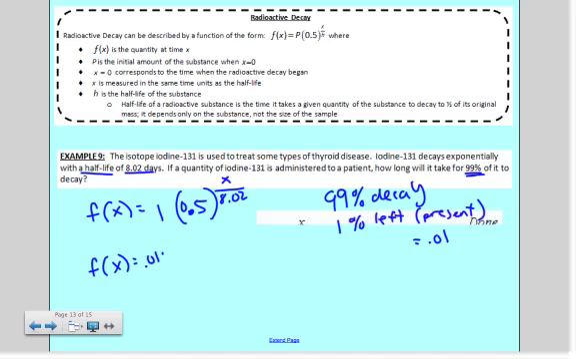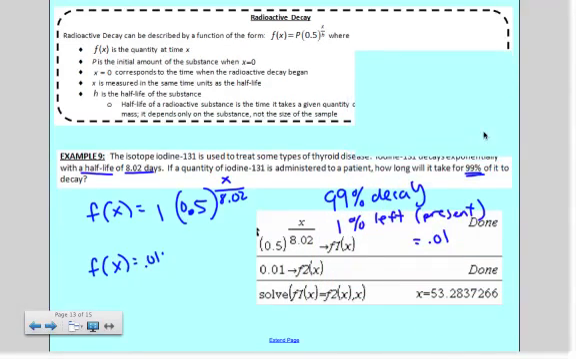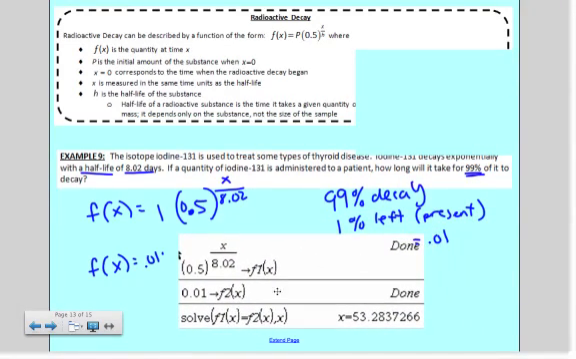So you're going to set these two functions equal to each other. And I did it the same way I did in the previous problem. I set this equal to f1 of x, this equal to f2 of x, and then I said solve f1 of x equals f2 of x, comma x, and then there we go. So it will take 53.284 days for the isotope to decay to 99%.